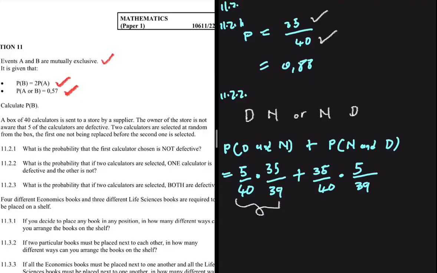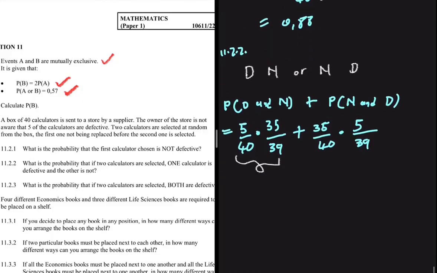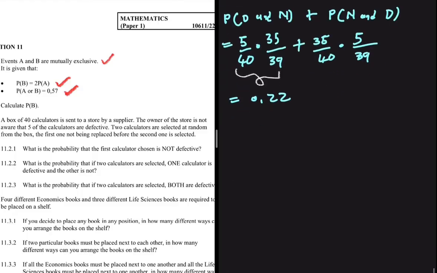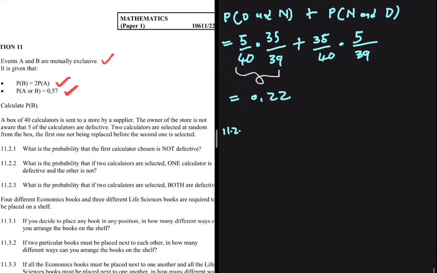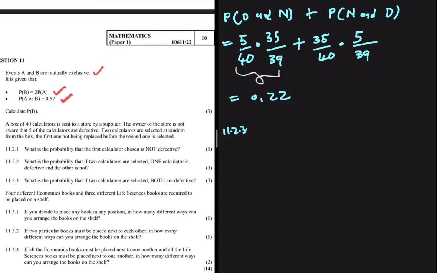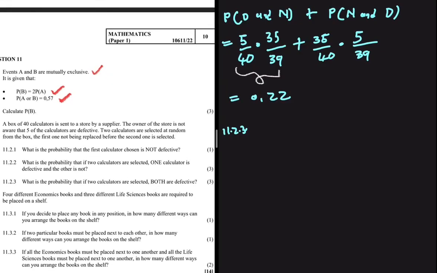And then if you put that in your calculator, you're gonna get 0.22. 11.2.3. What is the probability that if 2 calculators are selected, both are defective? Let's go ahead and find out.